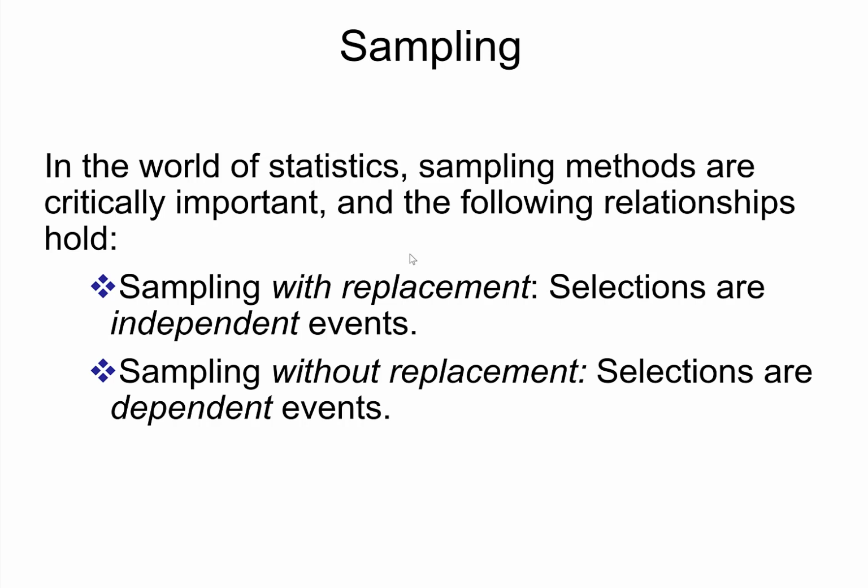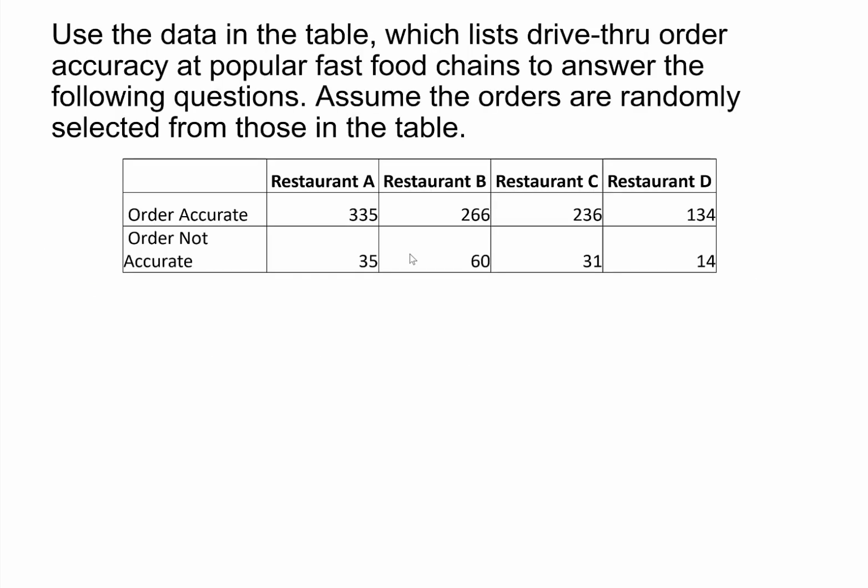In the world of statistics, sampling methods are critically important, and the following relationships hold. Sampling with replacement, the selections are independent. Sampling without replacement, the selections are dependent.